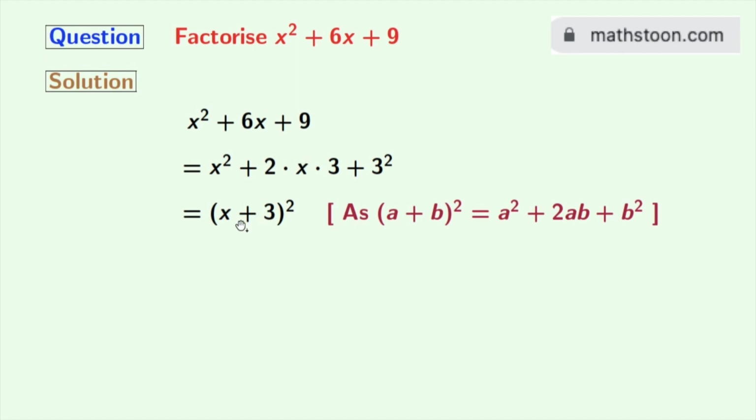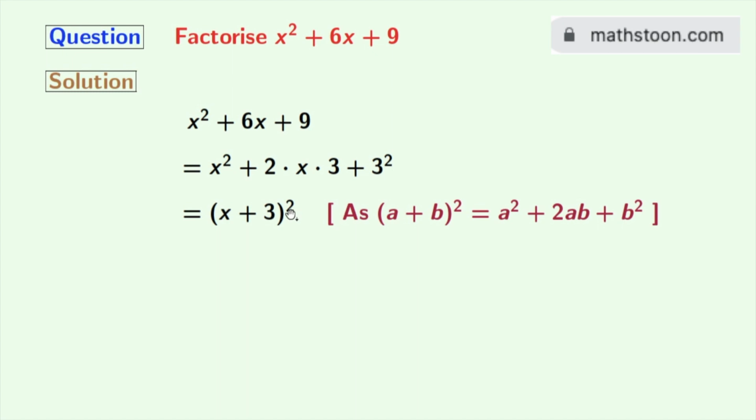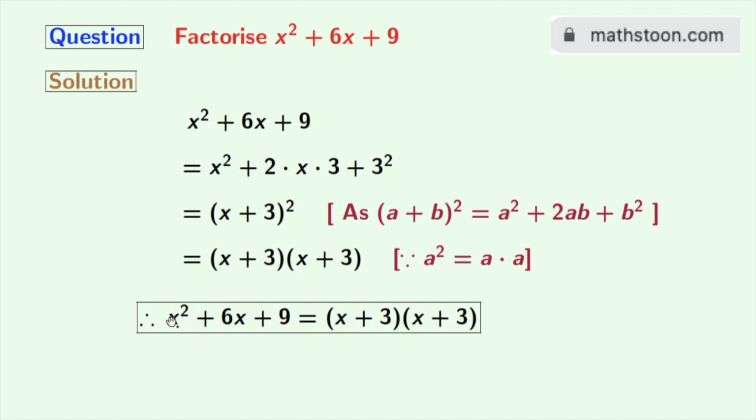Doing so, we get this is equal to x plus 3 whole square. Look that it has the exponent 2. So it can be written as x plus 3 times x plus 3. So finally we get x square plus 6x plus 9 is a product of x plus 3 and x plus 3. This is our final answer.